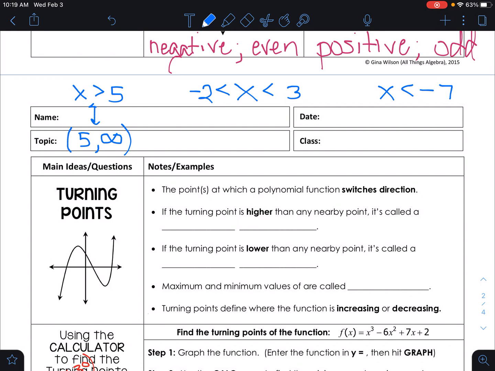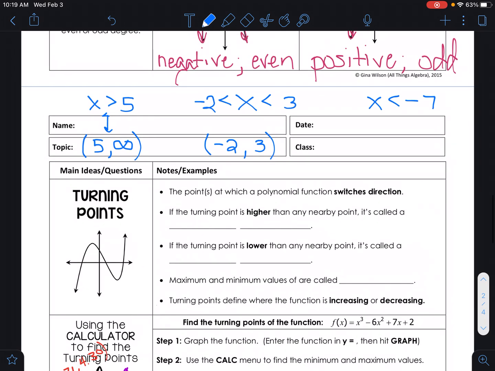So for that middle one, it says -2 is less than x, which is less than 3. That's a fancy way of saying x is everything between -2 and 3. So how do we write that? Well, in interval notation, we would start at -2, and it goes all the way up to 3, and we close it there. Now, -2 and 3 are not included, so we use parentheses still, okay?